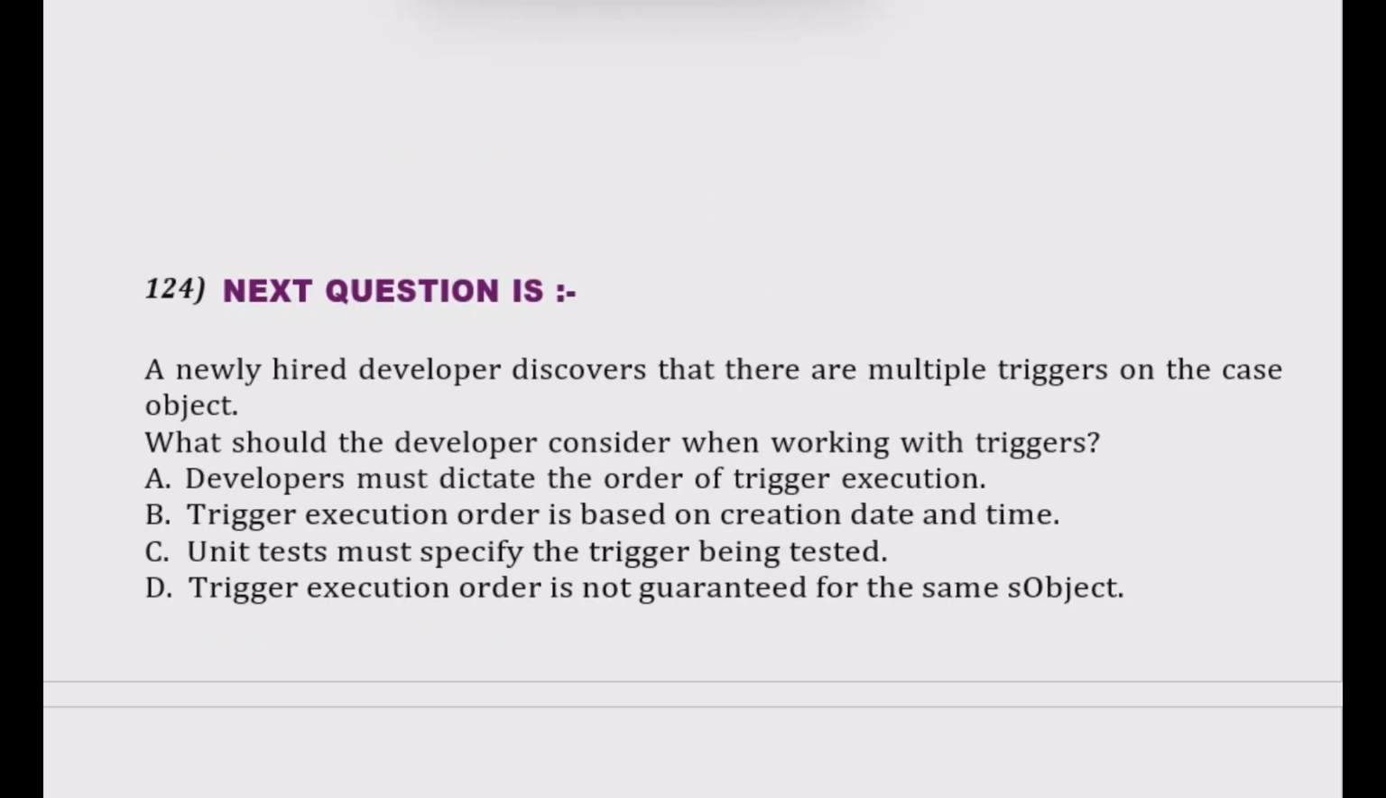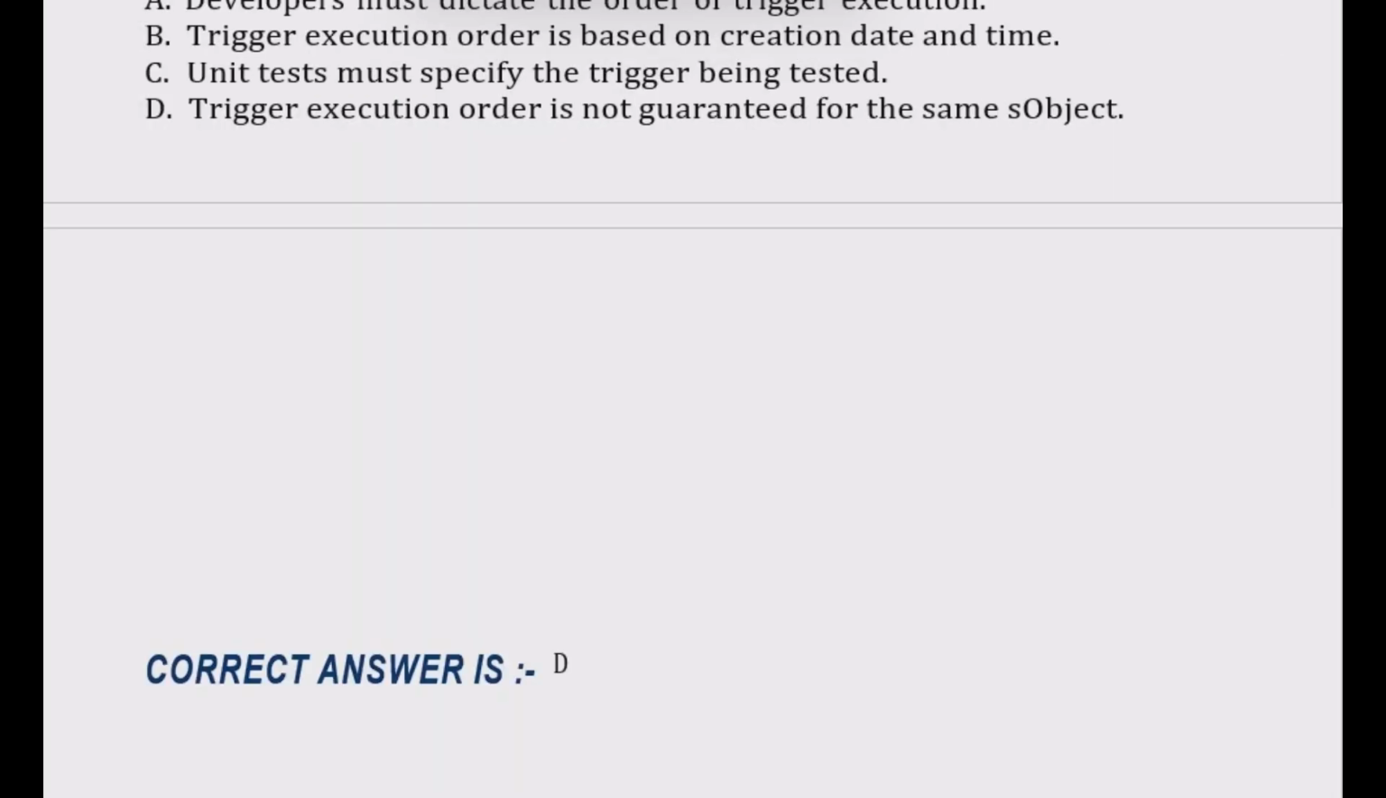Question is, a newly hired developer discovers that there are multiple triggers on the Case object. What should the developer consider when working with triggers? Option A, developers must dictate the order of trigger execution. Option B, trigger execution order is based on creation date and time. Option C, unit tests must specify the trigger being tested. Option D, trigger execution order is not guaranteed for the same sObject. Correct answer is option D.